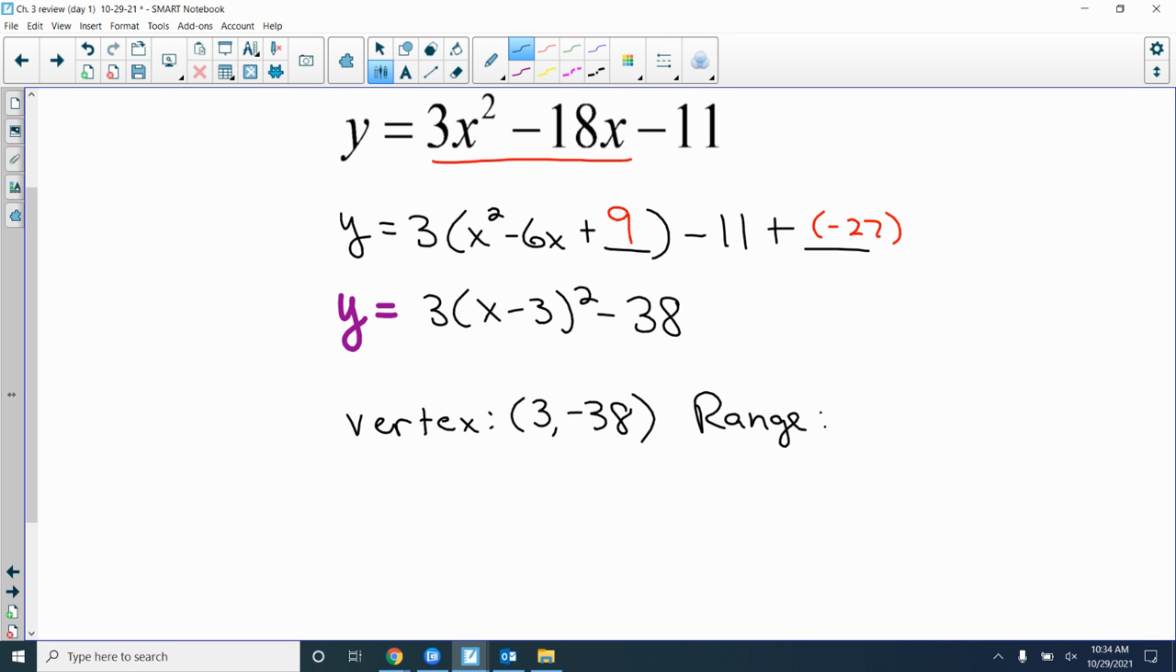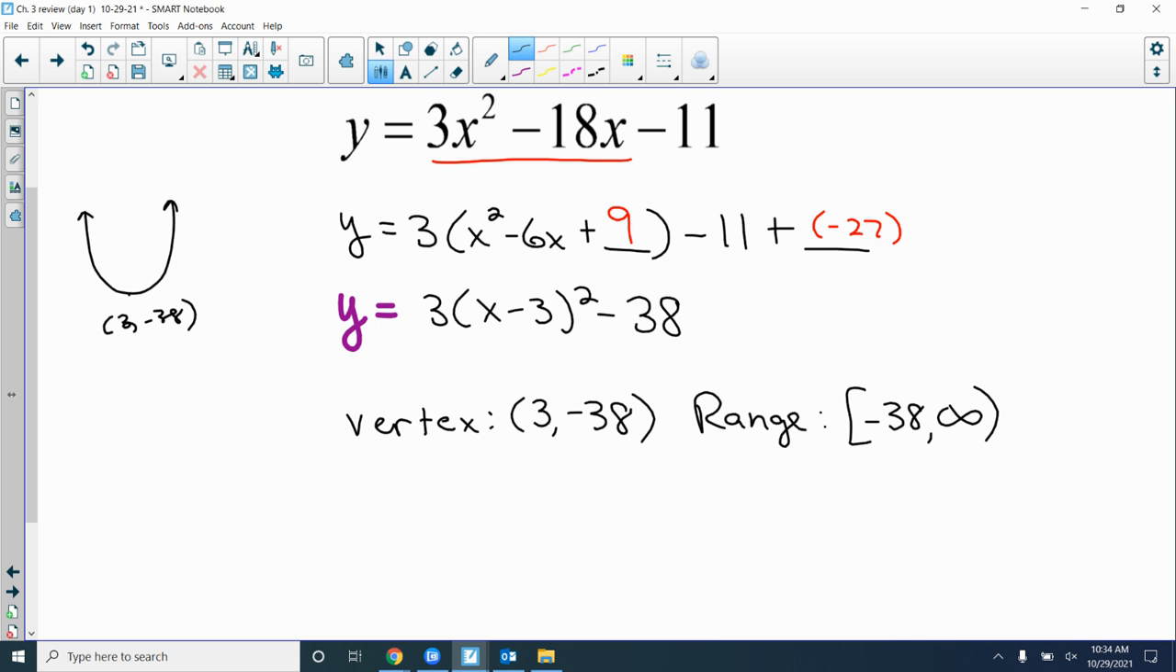Is it negative 38 to infinity? It is negative 38 to infinity because 3x squared tells me it opens up. My vertex is 3, negative 38. And so that would be negative 38 to positive infinity. You need that y value.